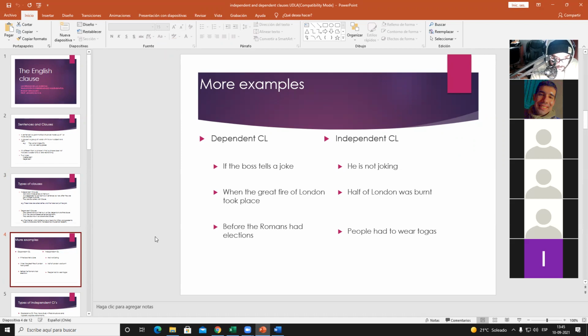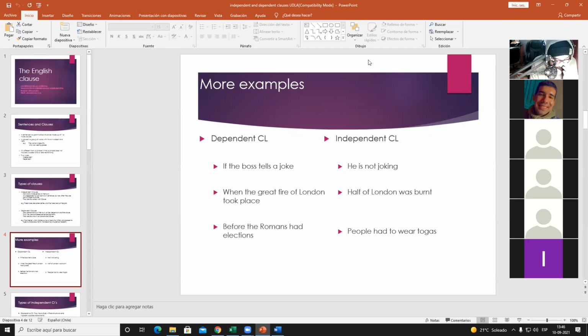Second example, when the Great Fire of London took place, we need more information. Let's compare that with the one on the right. Half of London was burned, right? Finally, we have before the Romans had elections in comparison to people who had to wear togas.